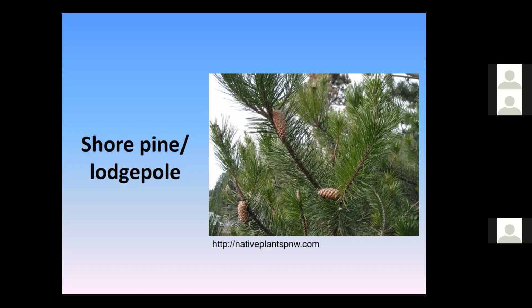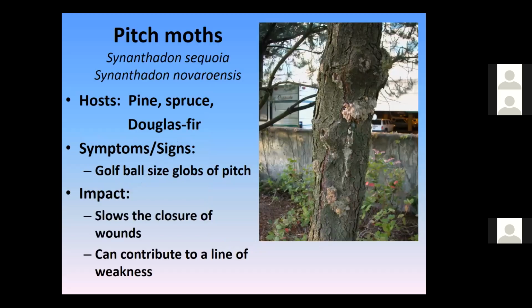So shore pine, which is also a lodgepole, but grows in Western Washington and around areas closer to the coast. One thing that we see all the time in shore pines, and get a lot of questions about, because they obviously look bad and it looks like the tree might be in trouble, are these big golf ball, baseball sized globs of pitch, and they just keep getting bigger every year. They're created by the caterpillars of a pitch moth, they're called. Sometimes you see them in spruce and Douglas fir, but most common is in pines.